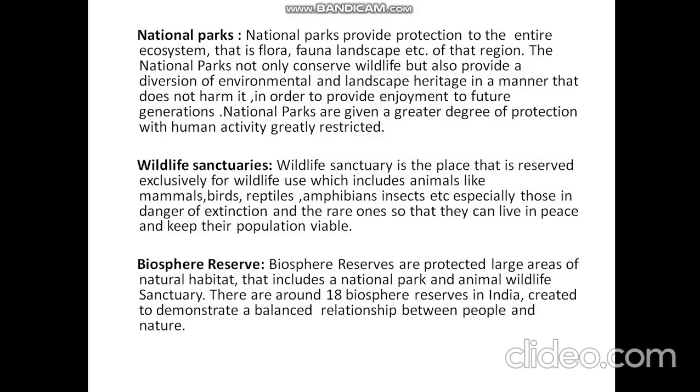Now, biosphere reserves are protected large areas of natural habitat that includes a national park and animal wildlife sanctuary. There are around 18 biosphere reserves in India, created to demonstrate a balanced relationship between people and nature.